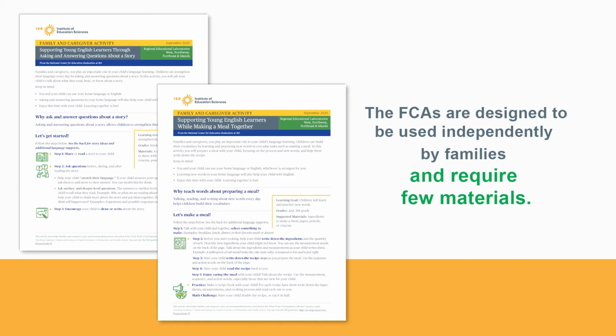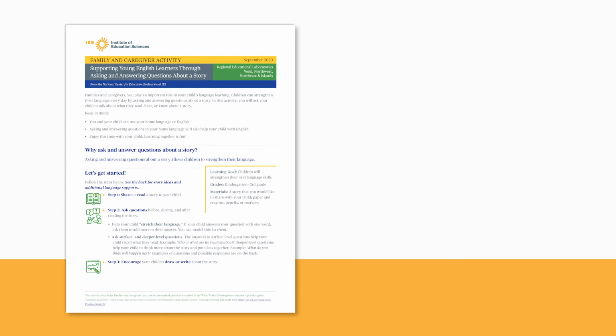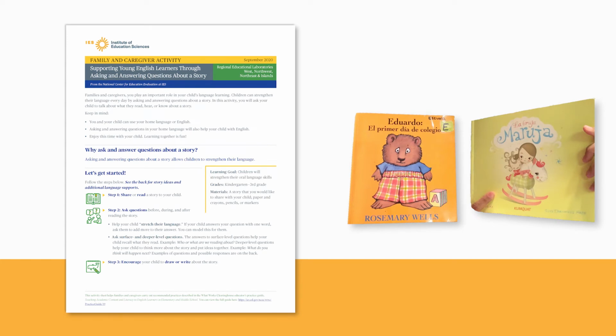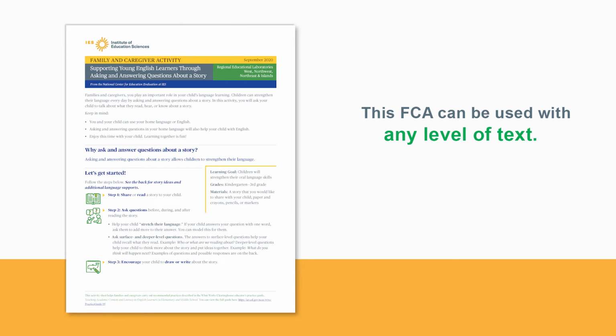The FCAs are designed to be used independently by families and require few materials, though teachers might choose to send home additional materials or instructions to increase accessibility for families and for particular learners. For the asking and answering questions about a story FCA, this teacher made simple books in Spanish and English available for families to borrow at back-to-school night to ensure they had the materials they needed for the FCA. This FCA can be used with any level of text.